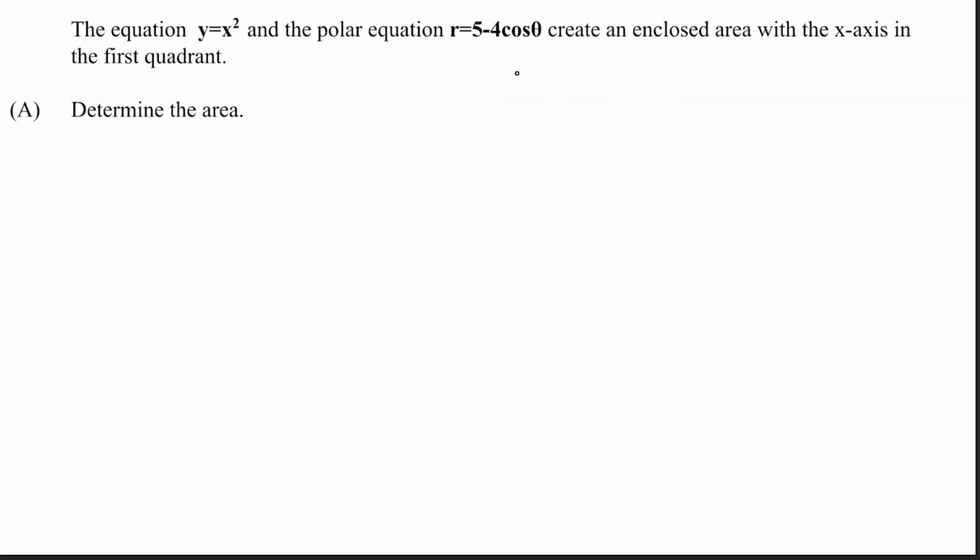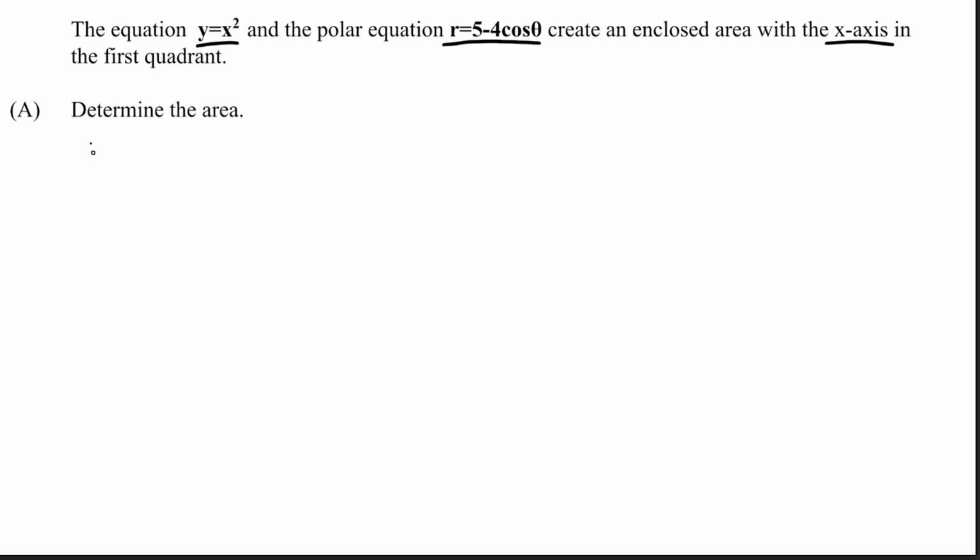This is Emmett, and in today's video we'll be tackling this problem. The equation y equals x squared and the polar equation r equals 5 minus 4 cosine theta create an enclosed area with the x-axis in the first quadrant. Determine the area. So as always, pause the video, try it out, and get back to the video when you're ready.